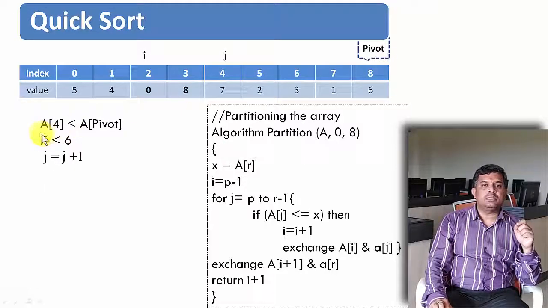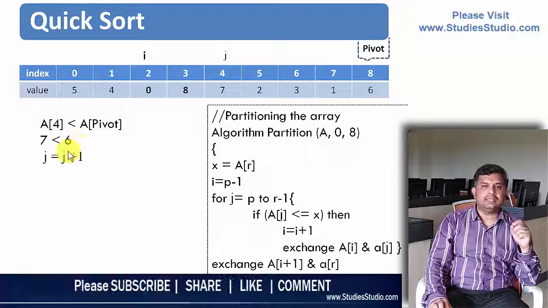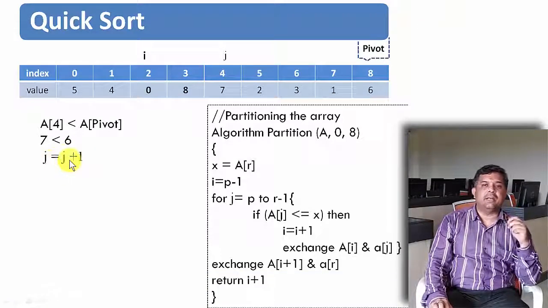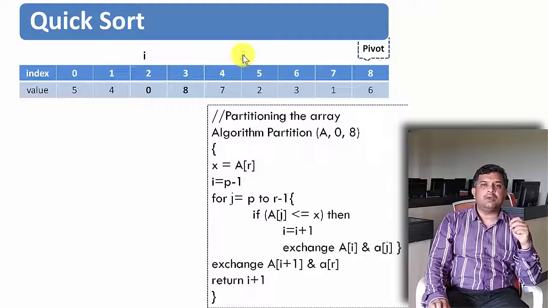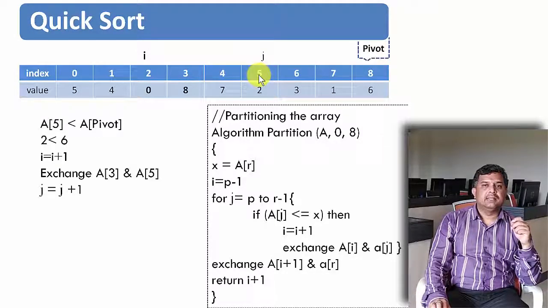Now the A4 value is 7 and the pivot value is 6. What are we going to do? We are going to simply increment j by 1. So j is now pointing to the 5th index. Now at the 5th index the value is 2 and the pivot value is 6. 2 is less than 6.